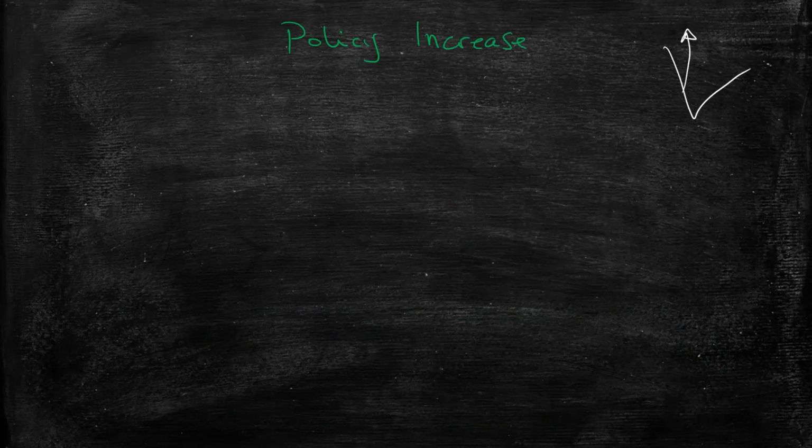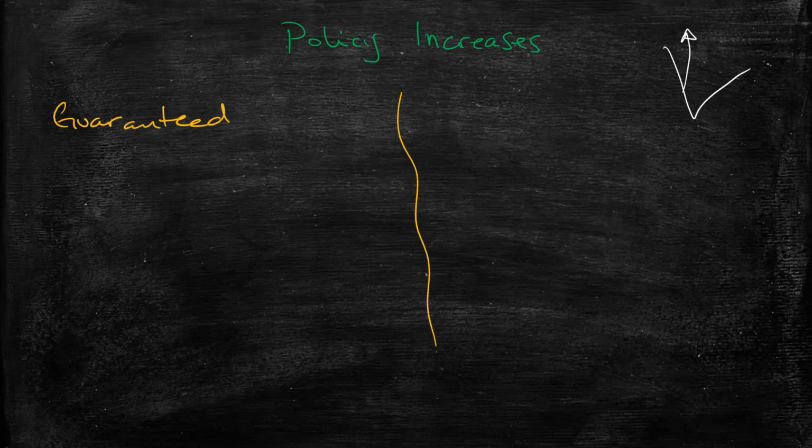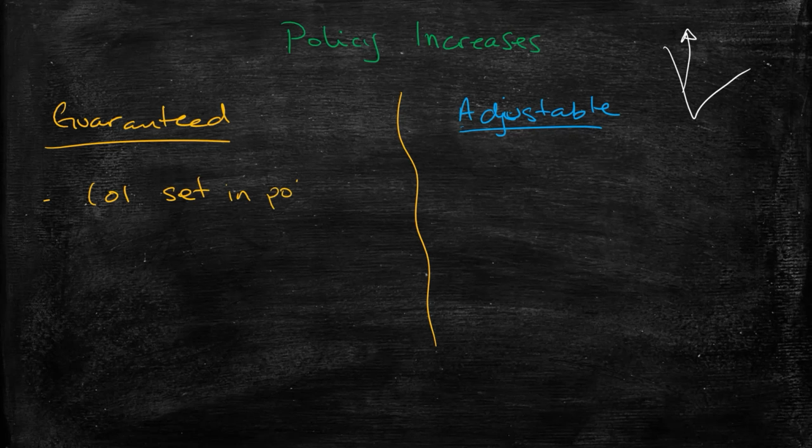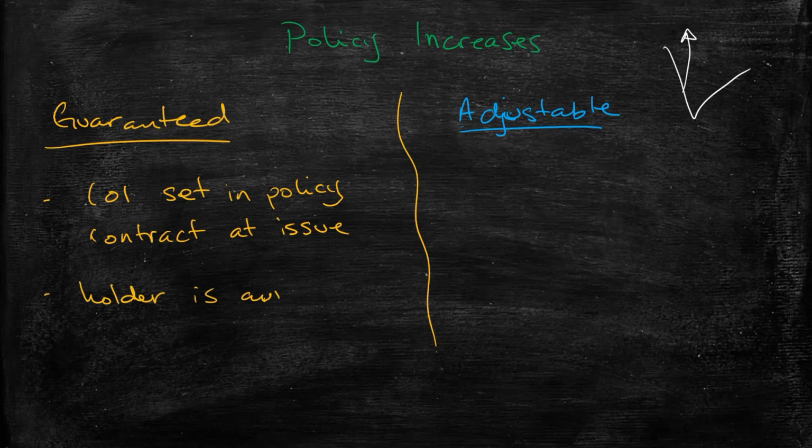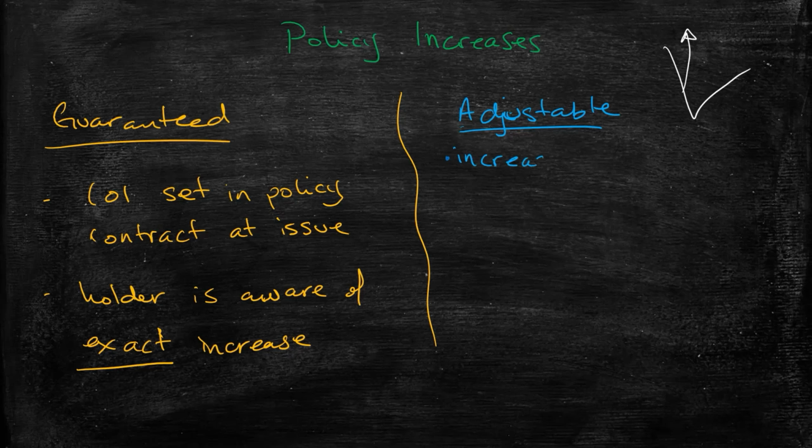Now, policies can either have a guaranteed increase or an adjustable increase. The guaranteed increase means the cost of insurance changes will be set in the policy. So basically the policyholder will know in advance what the increases will be, and they are aware of them as long as they've read their policy. Adjustable means that they can change, but they are not aware of exactly how much they can change by.